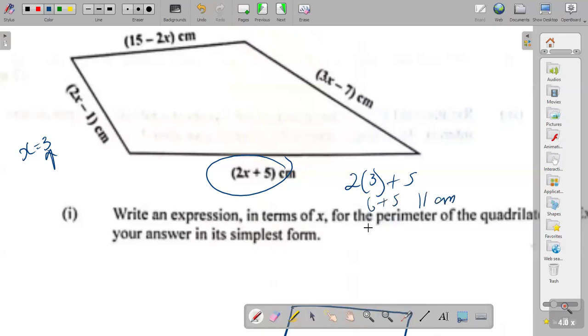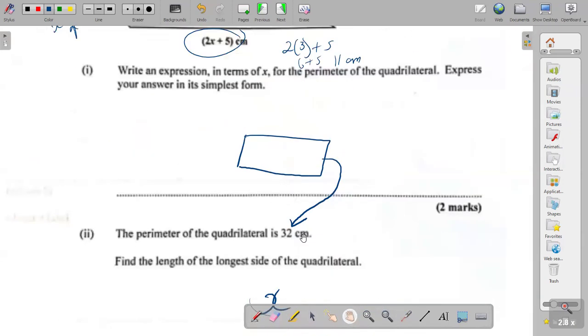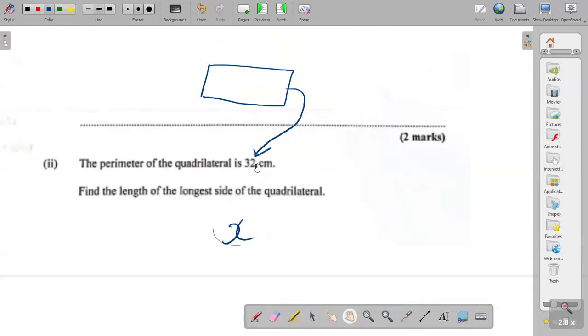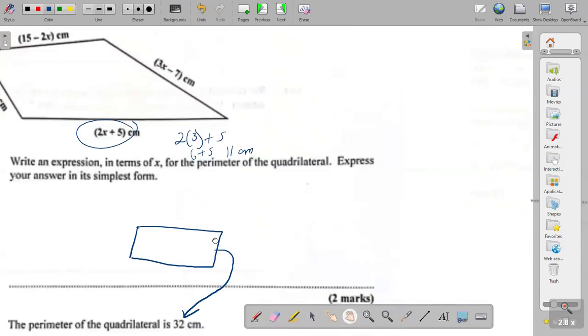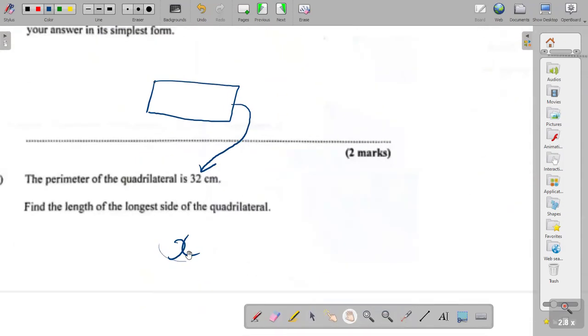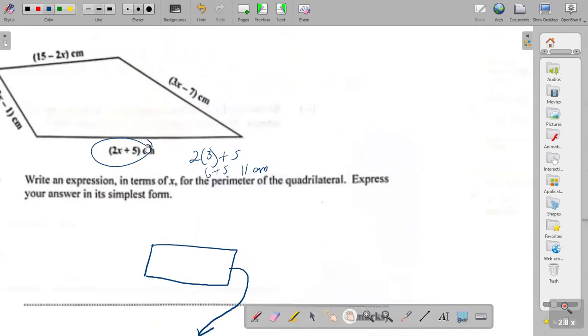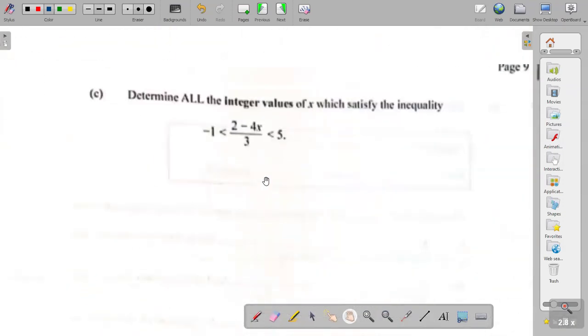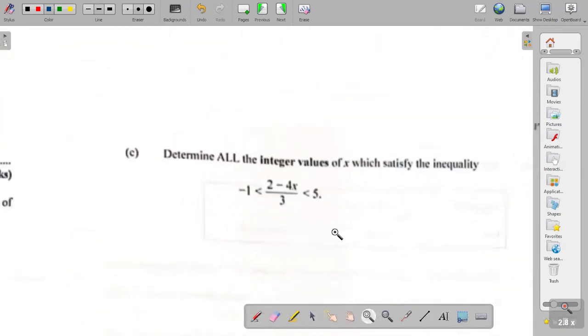Do you realize it's the same thing coming in different ways? The longest side means that you need to figure out what x is. So you solve for x, you plug it in, and you work out your answer. That's it. Oh my God. Yeah, want me to do this one?